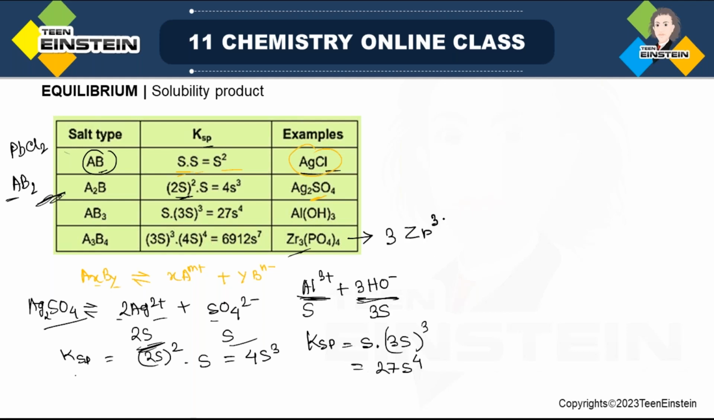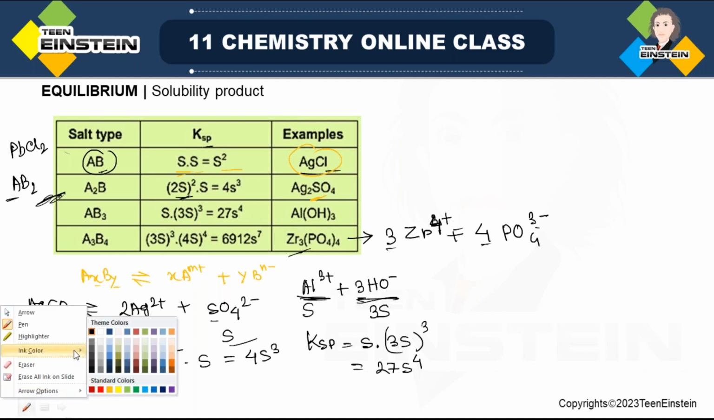Here the charge is 3 plus, and we will have 4 PO4 3 minus. Remember this charge, it is 4 plus. The charge, when you multiply with the coefficient, should always be the same. So 3 into 4, 12, 4 into 3, that is also 12. That means total positive charge is 12 plus, total negative charge is 12 minus.